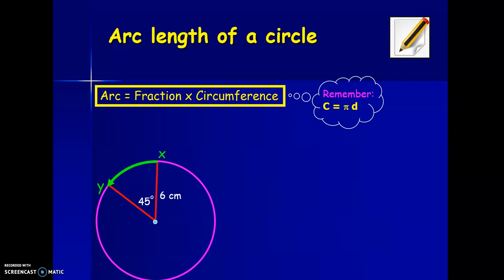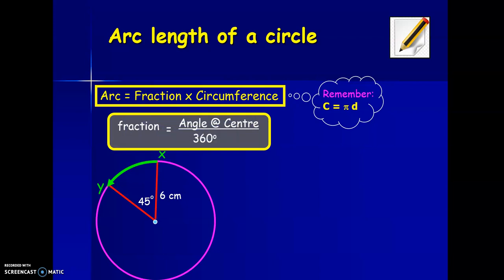So how do we get the fraction? Well, the fraction is obtained by putting the angle at the centre over 360 degrees, since there are 360 degrees in a circle. Let's look at an example. So example 1 here, we want to find the length of the minor arc XY in a circle with a radius of 6 centimetres and an angle at the centre of 45 degrees.